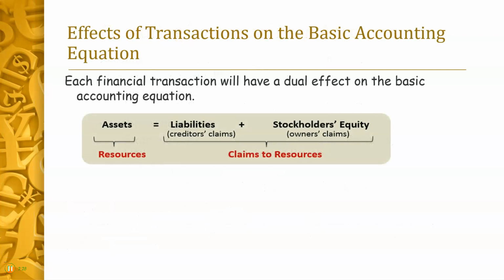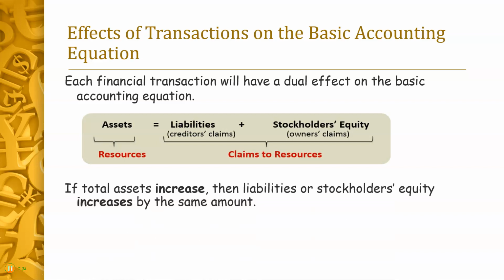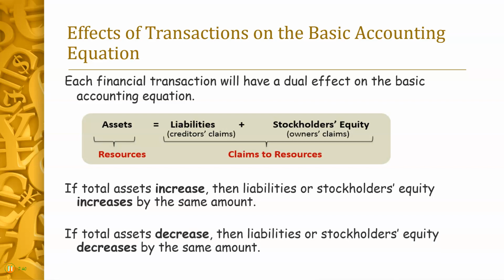Now, each financial transaction will have a dual effect on the basic accounting equation. If total assets increase, then liabilities or stockholders' equity increases by the same amount. If total assets decrease, then liabilities or stockholders' equity decrease by the same amount.